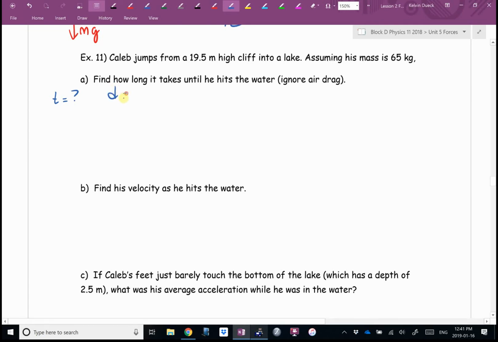What's the distance? It's not 19.5. Negative. Because we're starting at the top and we're ending up below from where we started. Here we did have to be fussier with our positives and negatives. What else do I know? What's the acceleration? -9.8. And here we did include the negative because we've let down be negative.